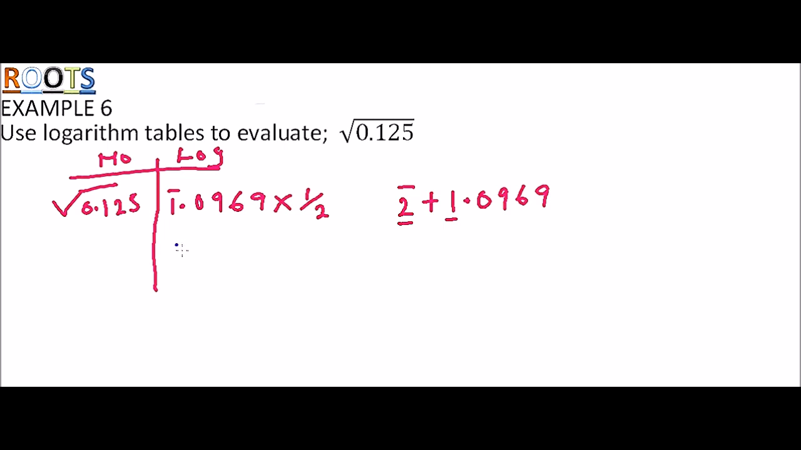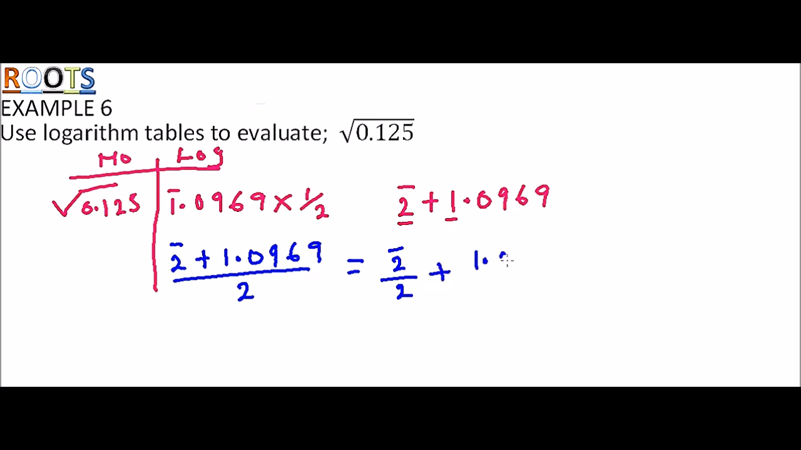So from there, because the characteristic must be a whole number, we now have bar 2 plus 1.0969, and this is divided by 2. So when you divide bar 2, we can write it like this: bar 2 divided by 2 plus, we separate the fraction, 1.0969 divided by 2.